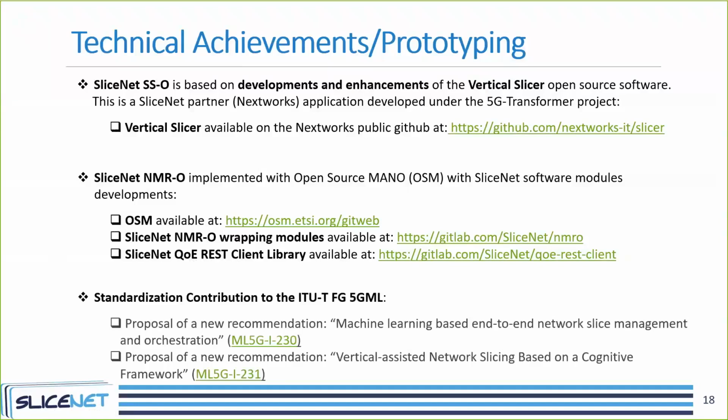We have two proposed recommendations now. One of them is machine learning based network slice management and orchestration, and the other one is vertical assisted network slicing based on a cognitive framework. So these two are on the way, and hopefully we will have them approved. So we are now proposing these two.